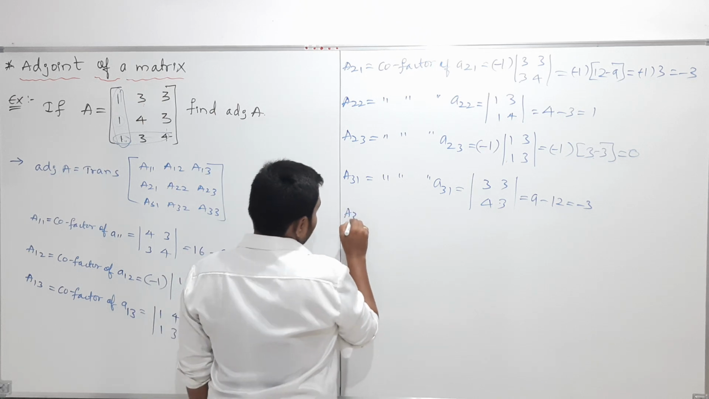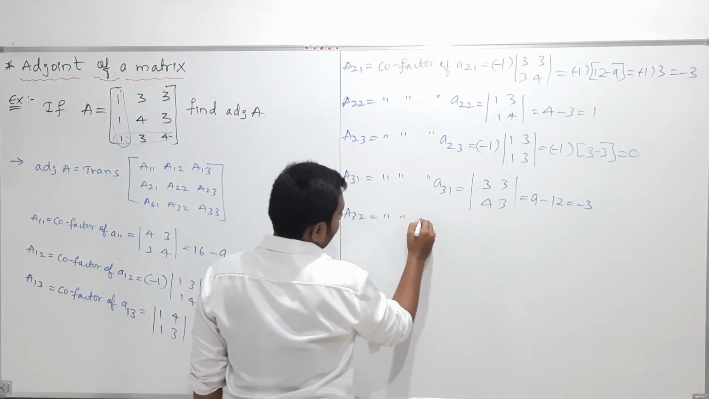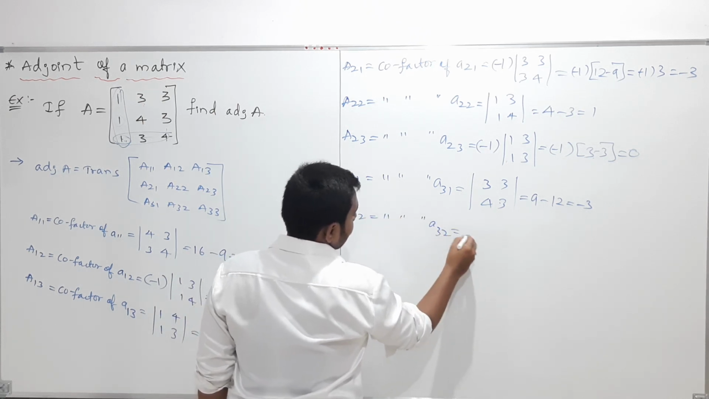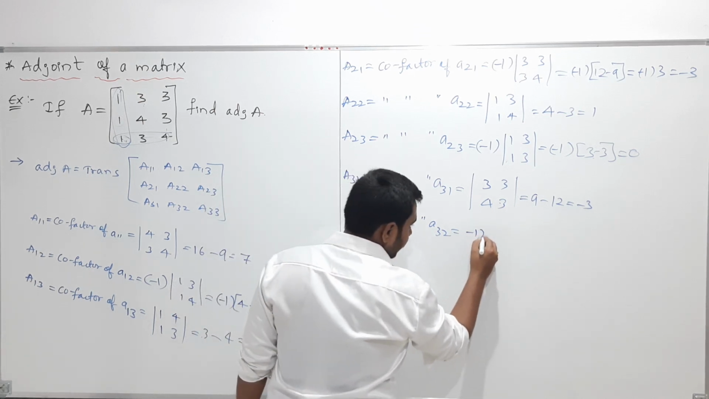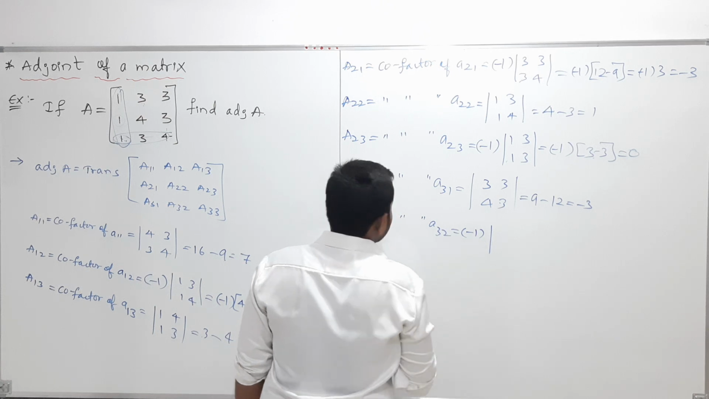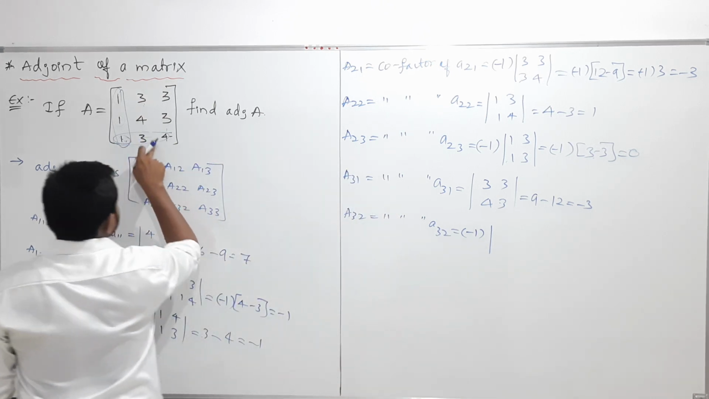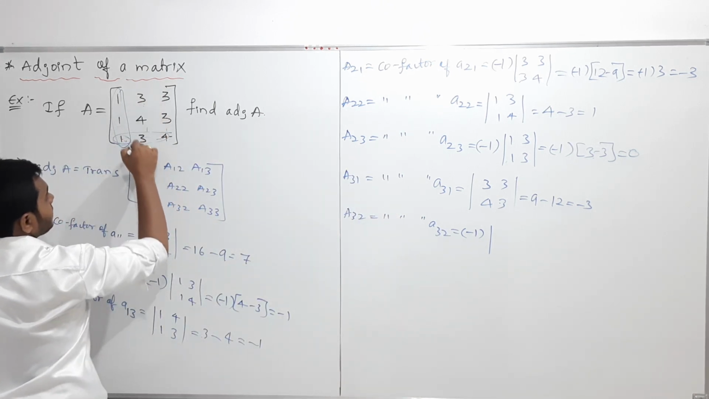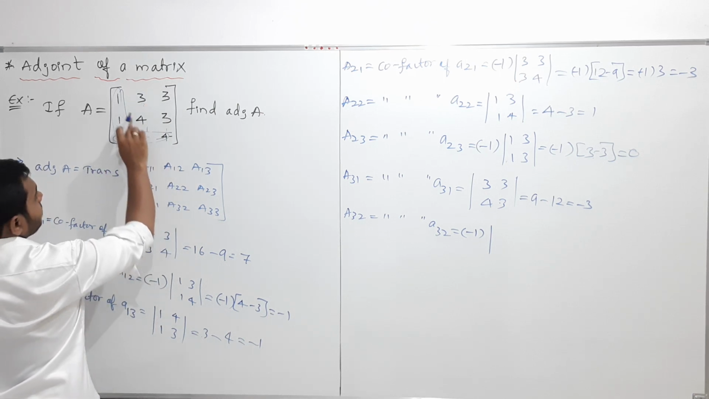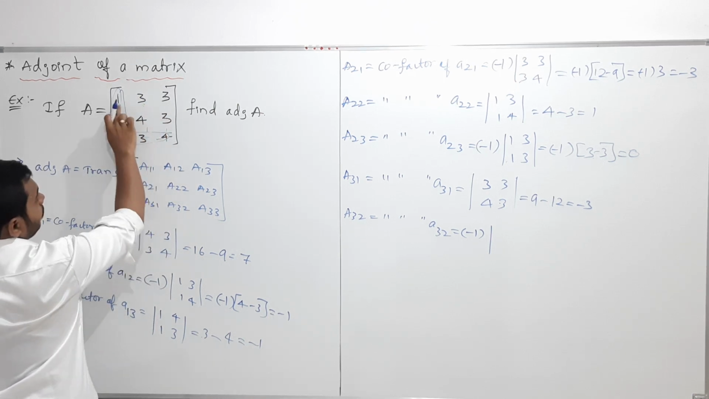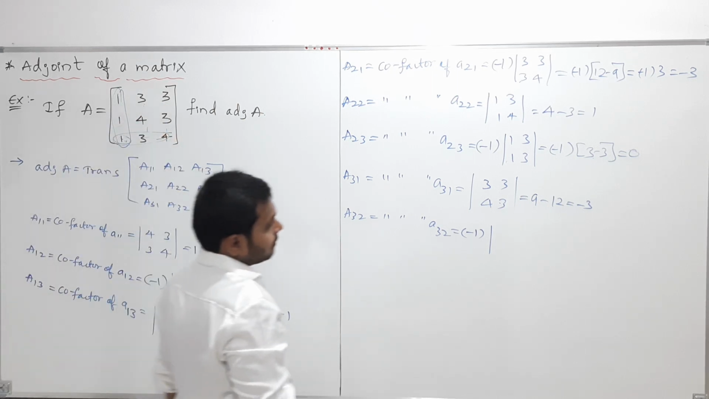Clear? And next A32. The cofactor of A32 is equal to 3 plus 2 is 5. 5 means you should take it as negative: minus 1 into the determinant of A32, meaning this element. So leave this row and this column. What are the remaining elements? 1 3 1 3. Am I correct?